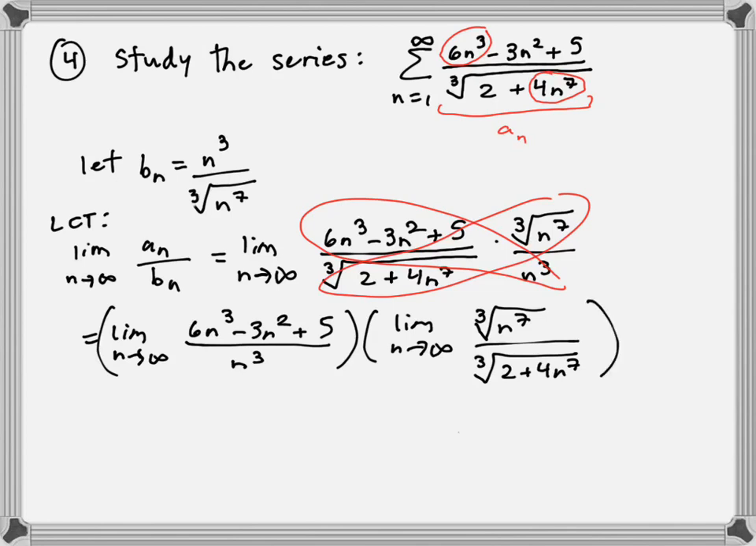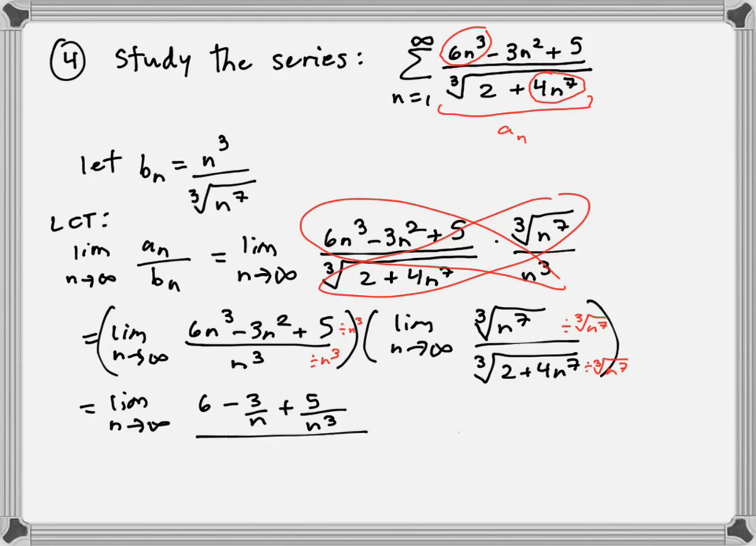Why did I do that? Because now I can do these two simpler limits, and this one I'm going to divide top and bottom by n cubed. And this one I'm going to divide top and bottom by the cube root of n to the 7th. So let me show you what we get. On this first limit, we get 6 minus 3 over n plus 5 over n cubed. The bottom we get 1.